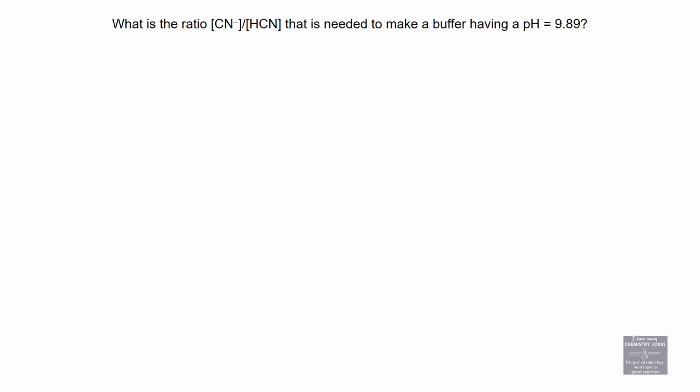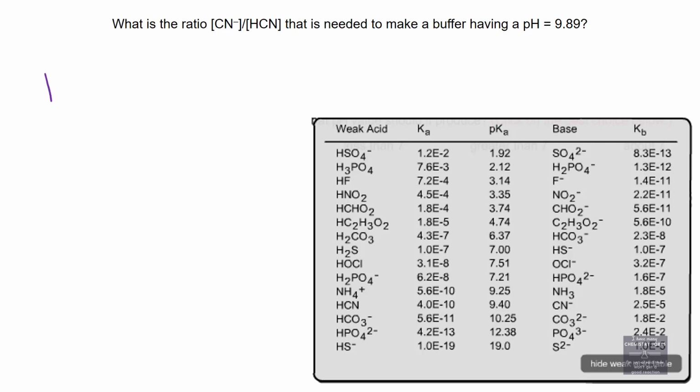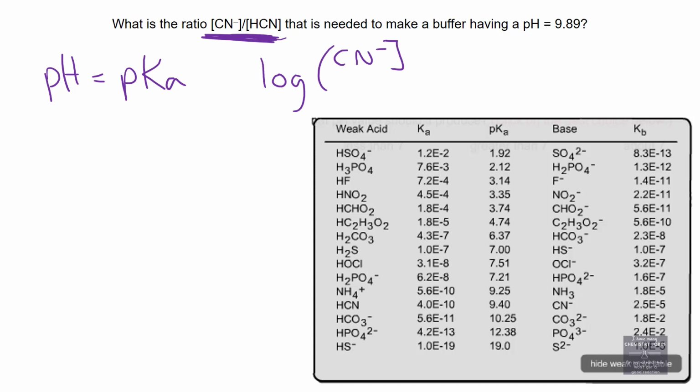What is the ratio of cyanide to HCN needed to make a buffer having a pH of this? Well, our handy table here, pH equals pKa, and I'm going to choose the version that has base over acid this time, so that's log of cyanide over HCN, so that I don't have to do further math. And if it's base over acid, that's plus. 9.89 is the pH we desire.